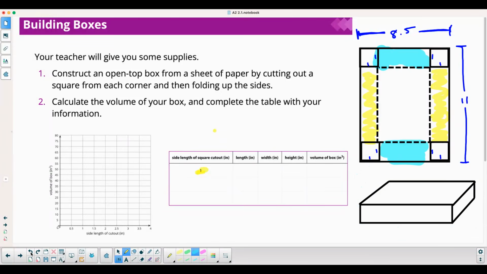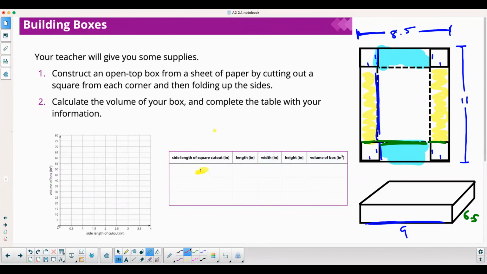So what happens is when you fold it up, if you look here, this side right here is going to go with that. So what is that side? Well, it was 11 to start, but you're taking off 1 and 1, so this side's going to have a length of 9. And then this side over here had a length of 8.5, but you're cutting out 1 and 1, so this side's going to be 6.5 right there.